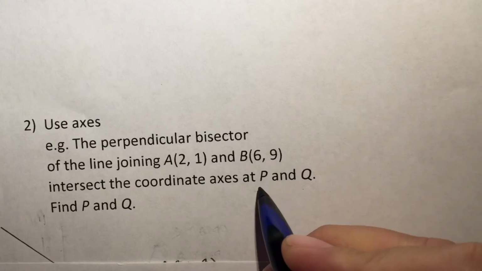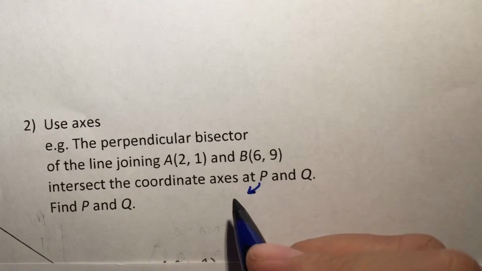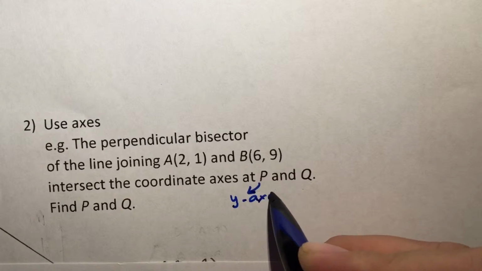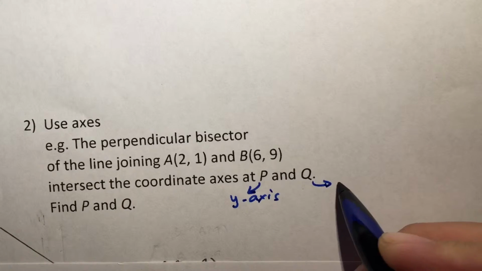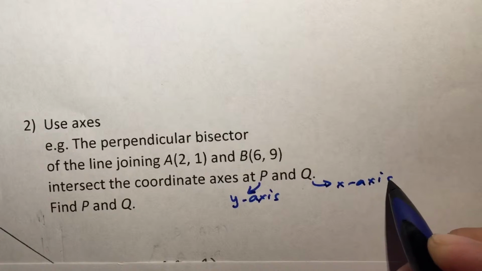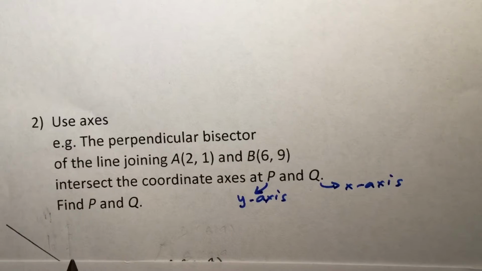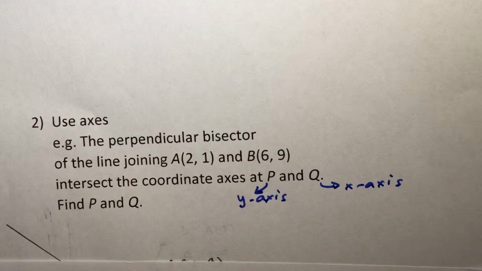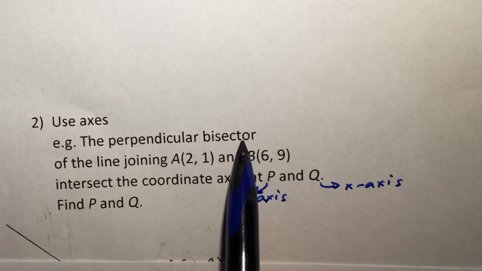So we can say that maybe P is the one that cuts the y-axis, and Q is the one that cuts the x-axis. So we're supposed to find the 2 coordinates. Now in this case, we first have to find the equation of the line such that it will be where P and Q lie. The clue is given here, the fact that this is a perpendicular bisector.